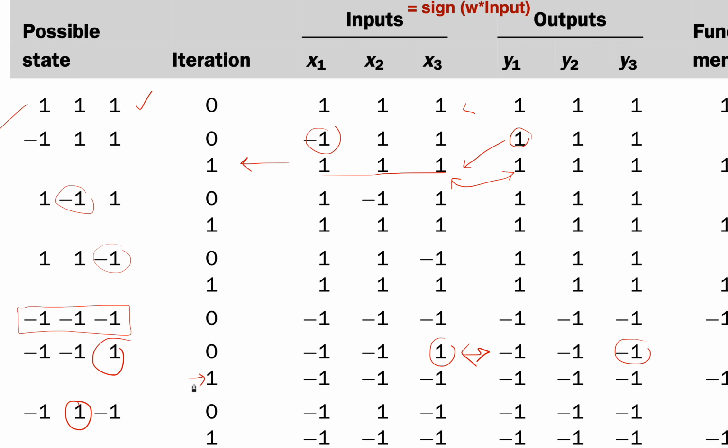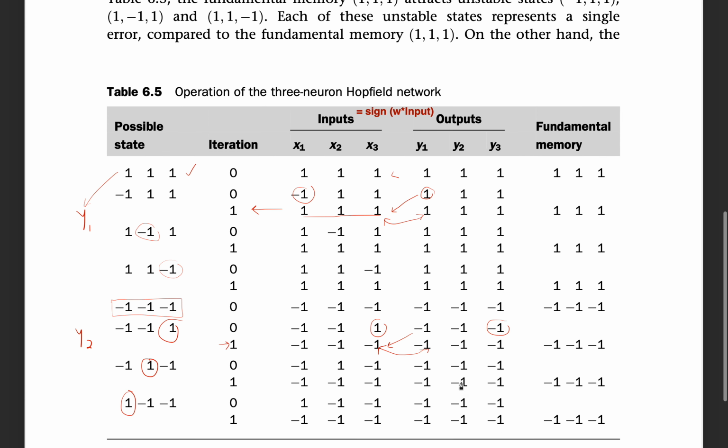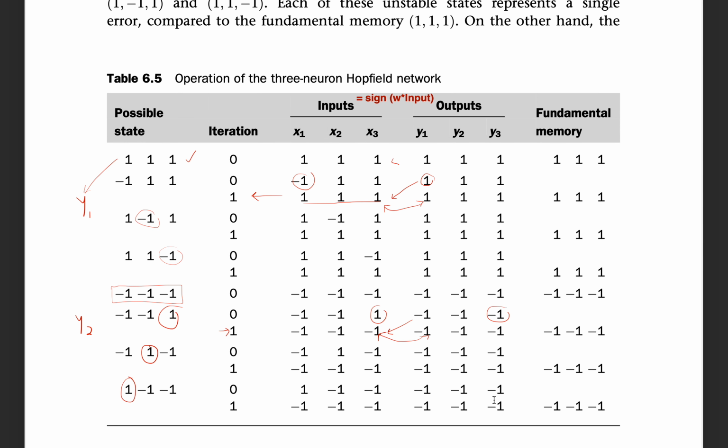Macam mana nak buat iteration seterusnya? Input yang tak sama tu, output yang tak sama tu, jadikan dia sebagai input untuk next iteration. So negative 1, negative 1, negative 1 jadikan sebagai input. So yang ni jadi negative 1, negative 1, negative 1. Dan calculate balik dan check balik output sama tak dengan input. Dan kita tengok, oh negative 1, negative 1, negative 1 sama dengan dia punya output. Dan dah habis lah. So boleh buat sampai seterusnya.